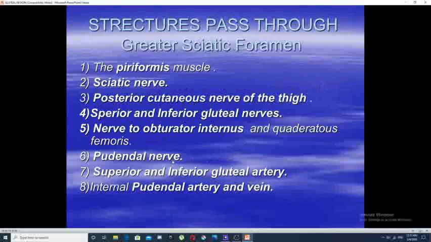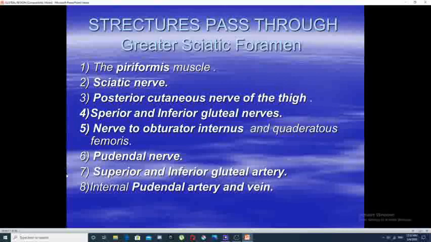Structures that pass through the greater sciatic foramen are the following. First, muscle: piriformis muscle. Second, nerve: sciatic nerve. Third, posterior cutaneous nerve of thigh. Fourth, nerves: superior and inferior gluteal nerves. Fifth, nerve to obturator internus and quadratus femoris muscle. Sixth, pudendal nerve.